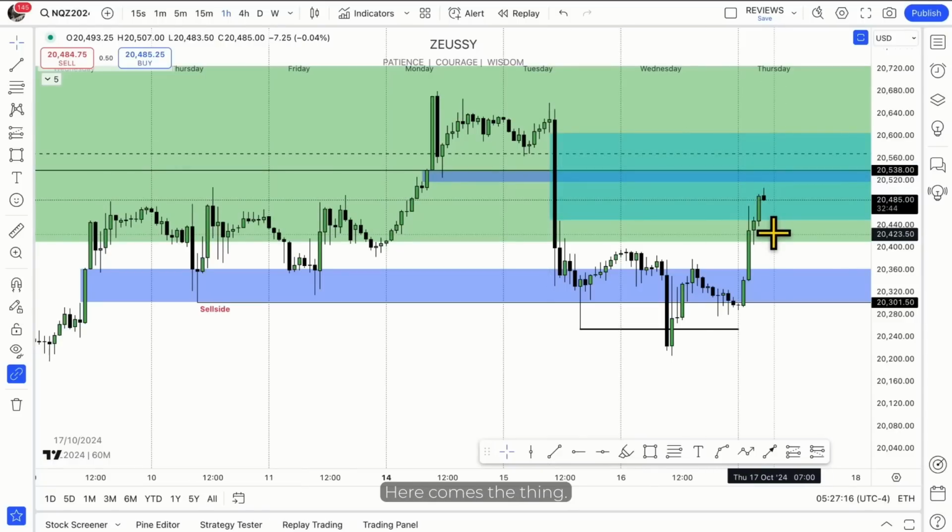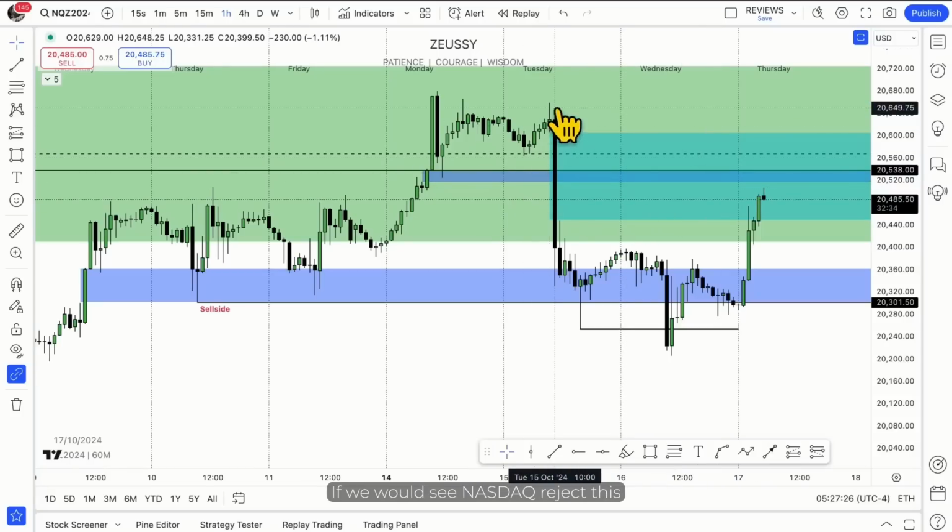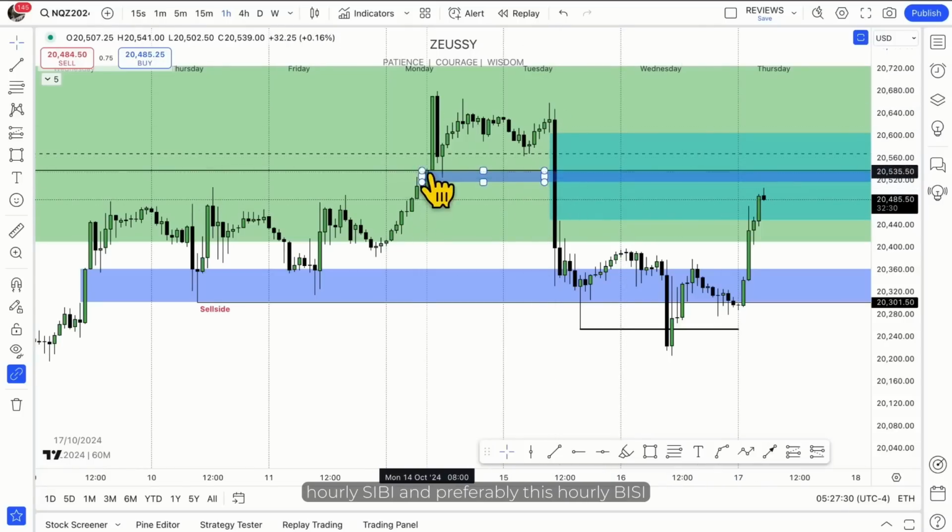But here comes the thing. Notice that I'm relying on ES rejecting those highs if it takes them out. That right there is a key algorithmic signature. If we would see NasDaq reject this hourly CB and preferably this hourly BC right here, which I had annotated, then that would be something I would like to see.